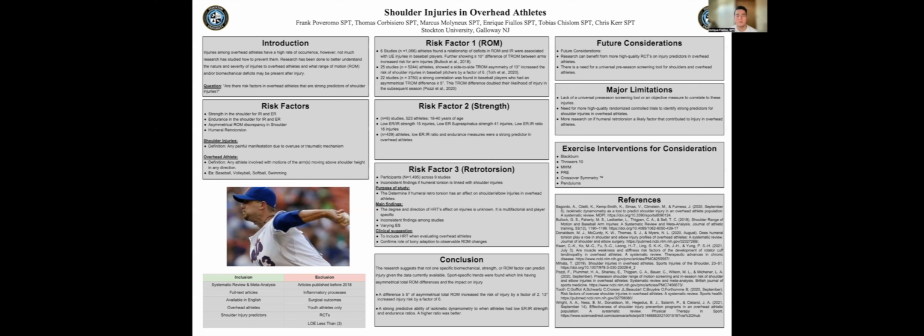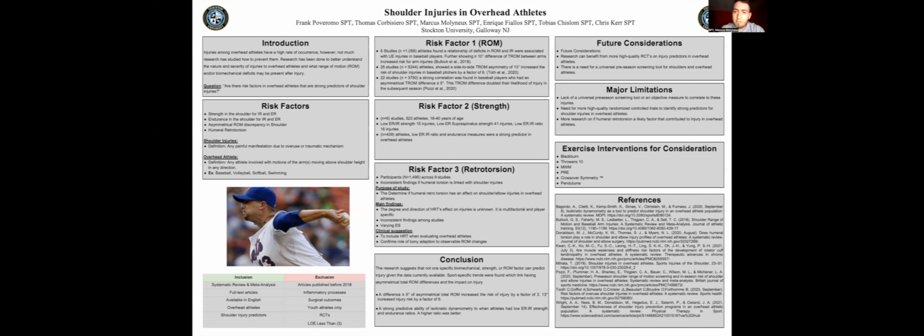And just some considerations for the future. We think that the research can benefit from higher quality randomized controlled trials on injury predictors in overhead athletes. There is also a need for a universal preseason screening tool for shoulders in overhead athletes.